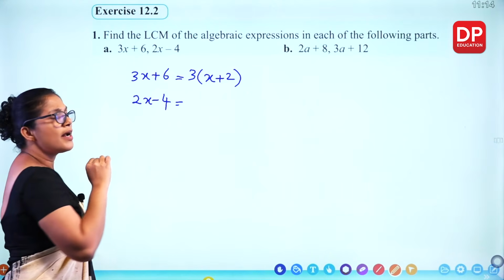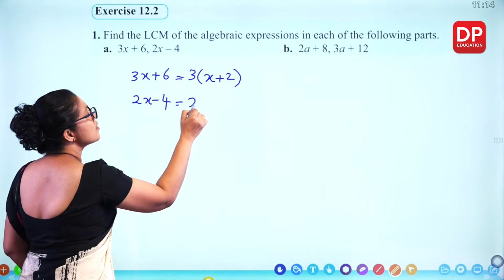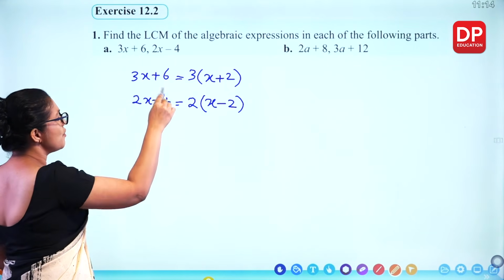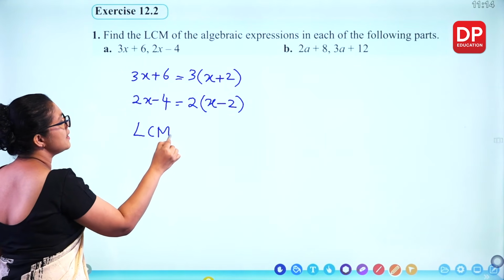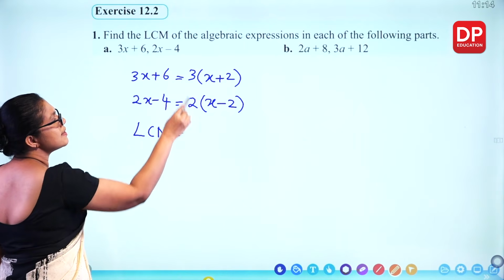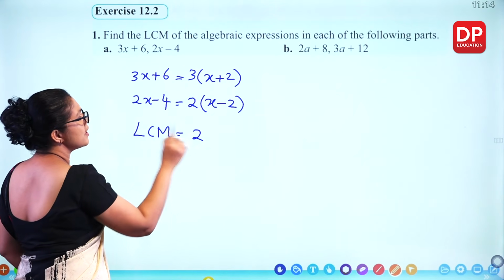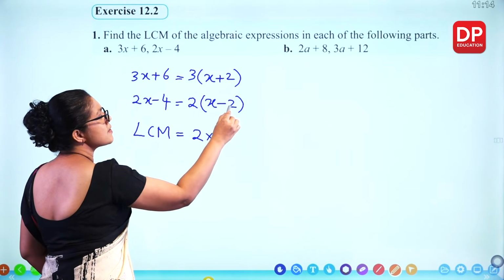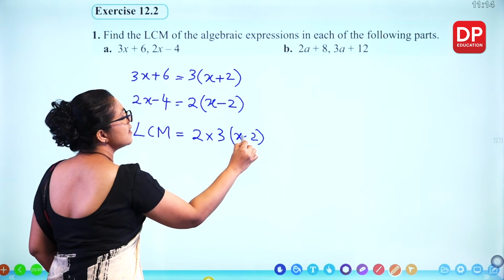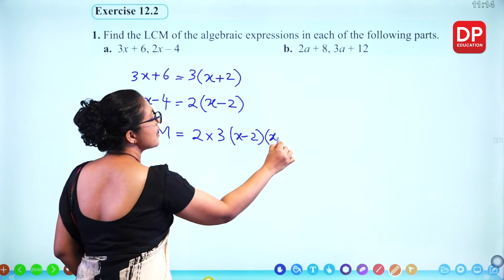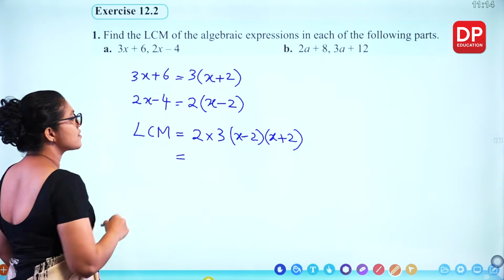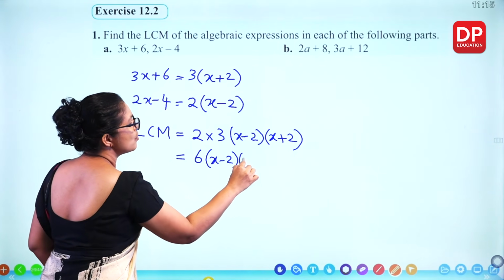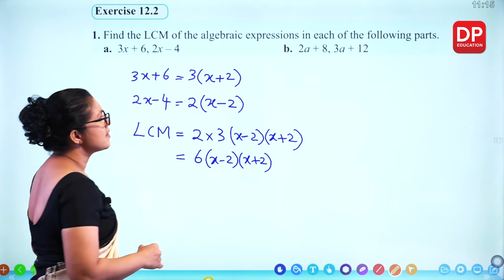When you take this one, 2 is common. Take 2 out, what's remaining? X minus 2. Now if you want the lowest common multiple, LCM of this. Consider the power of 2, you get 2 here. Consider the power of 3, you get 1, 3. When you take x minus 2, you get 1s. And x plus 2, you are getting 1. So what's the lowest common multiple? 3 times 2, 6, x minus 2 and x plus 2.